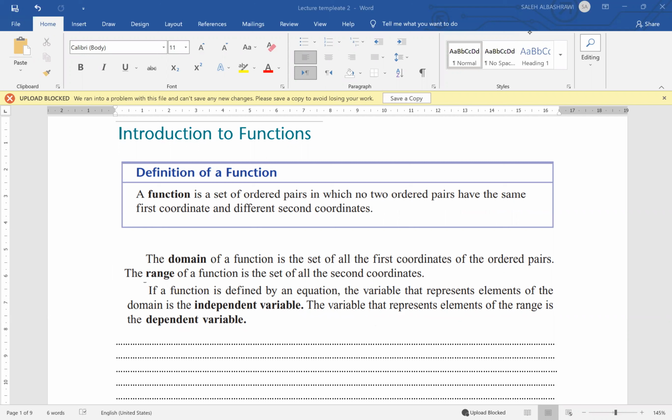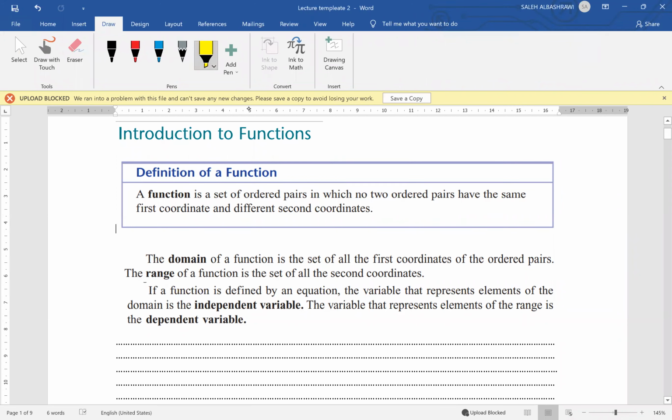The first part, we gave the definition of the function as the set of ordered pairs in which no two ordered pairs have the same first coordinate and different second coordinate. In this part, we are going to speak about the domain and range of the function. As we said, the function is a set of ordered pairs. The domain of the function is the set of all the first coordinates of the ordered pairs.